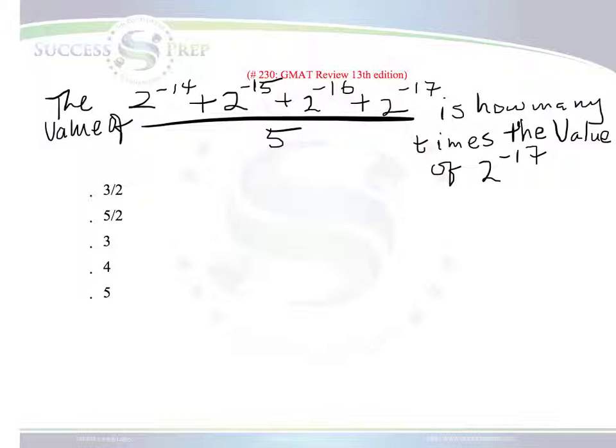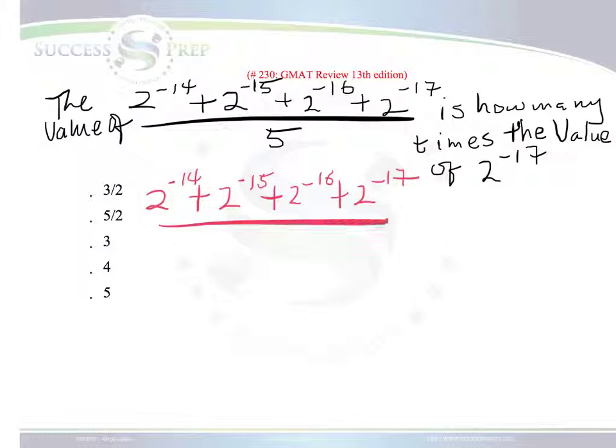Looking at this question on the GMAT, it's saying the value of the equation we have is how many times the value of 2 to the negative 17. So we need to do some rewriting of the question itself. We need to rewrite the question as 2 to the negative 14 plus 2 to the negative 15 plus 2 to the negative 16 plus 2 to the negative 17, over 5, is how many times, so make that an x, how many times 2 to the negative 17. That's pretty much what the question is asking us to do.